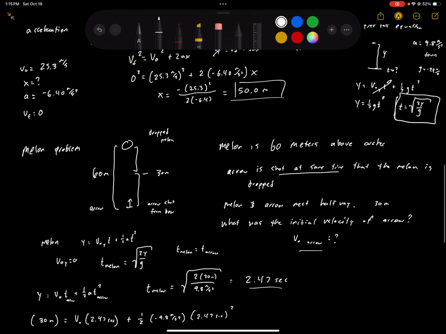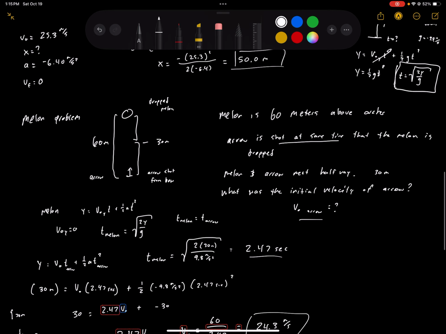All right, so for this problem, again, let's recap. What did we do? We dropped the melon and we shot an arrow up at the exact same time, and they hit each other halfway up. The melon is 60 meters above the arrow. They hit each other halfway, which is at 30 meters. So the arrow went up 30 meters. The melon fell down 30 meters.